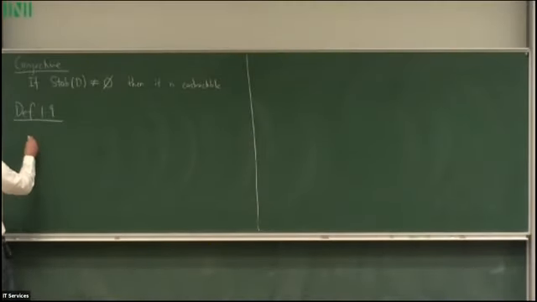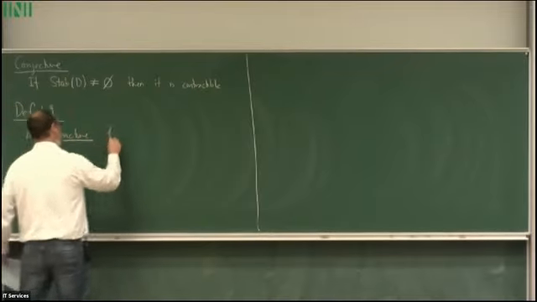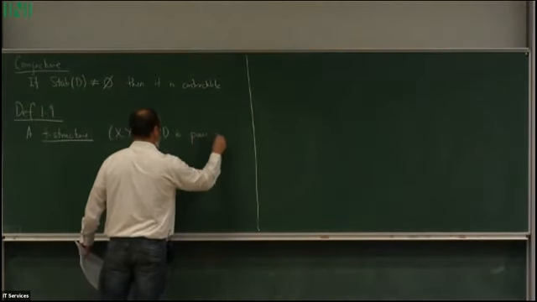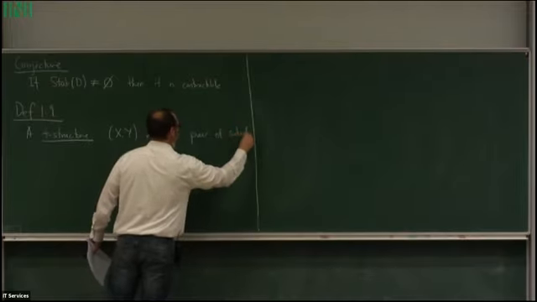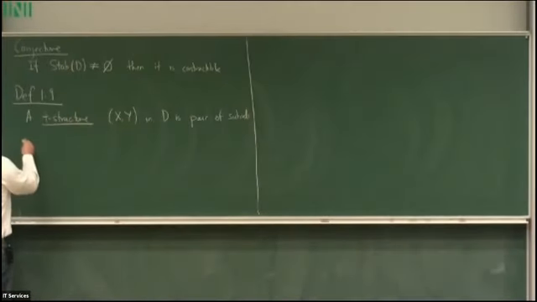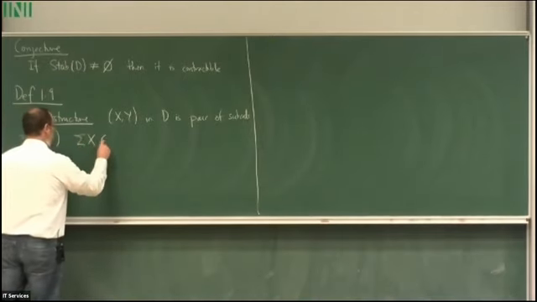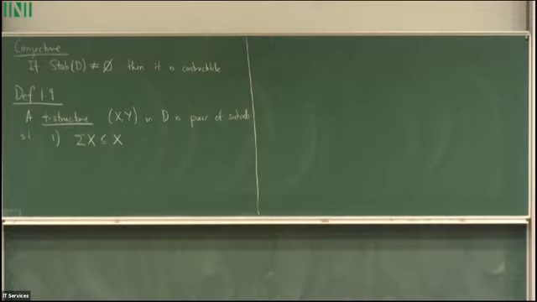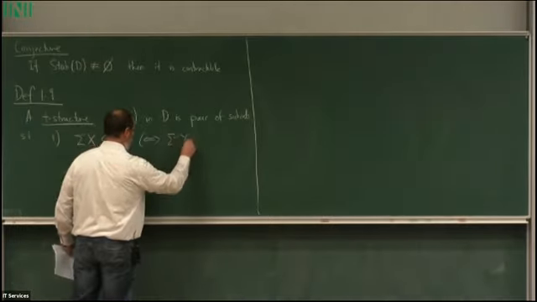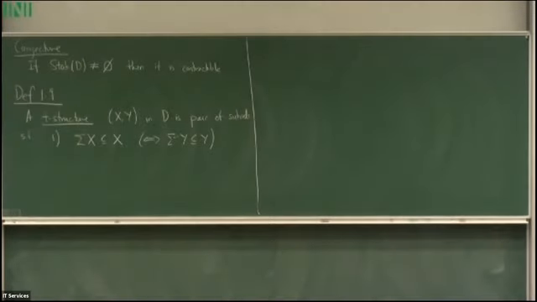So a T-structure is a pair X, Y of subcategories. All my subcategories are full, such that three properties hold. First, X is closed under the shift, which can be formulated equivalently with the other conditions. It's equivalent to the Y part being closed under the inverse shift.